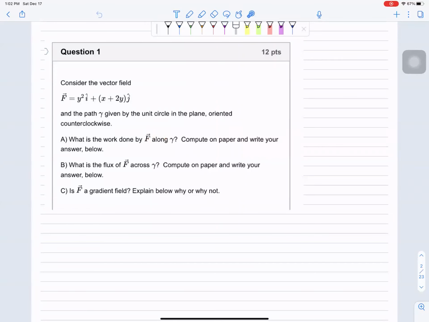So as soon as I see this wording, what is the work done? And then part B, it says, what is the flux? That should make you think of probably Green's theorem, because we know there are two versions of Green's theorem, the circulation version and the flux version. So when I see work done, I'm going to think Green's theorem.